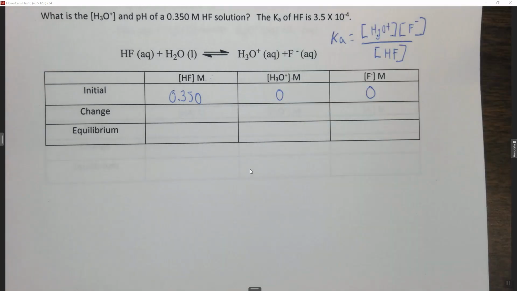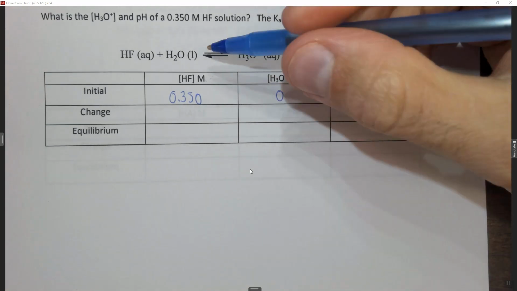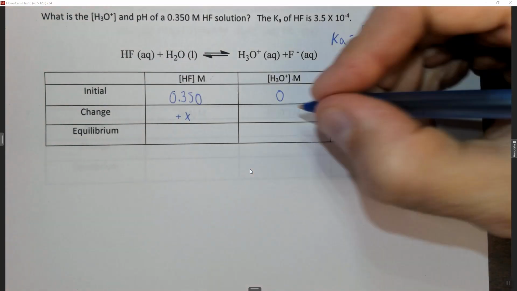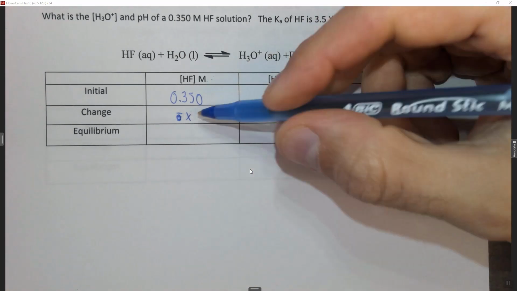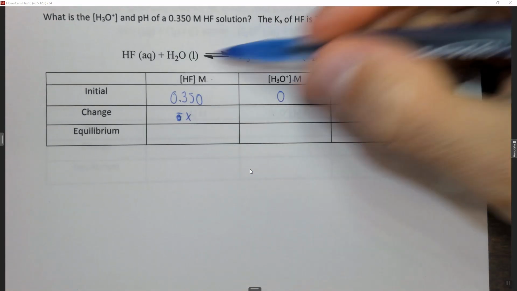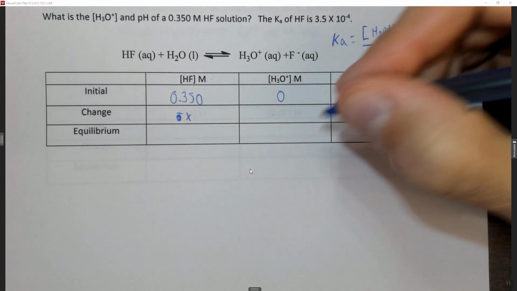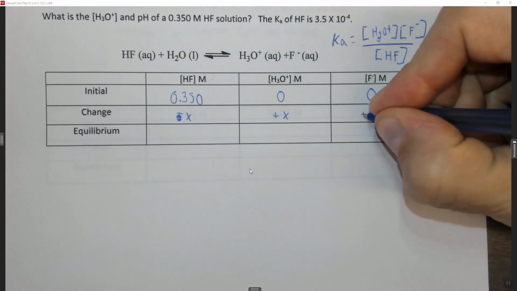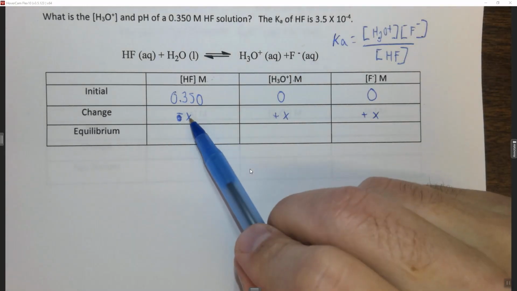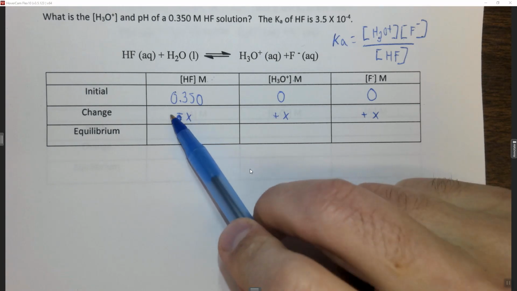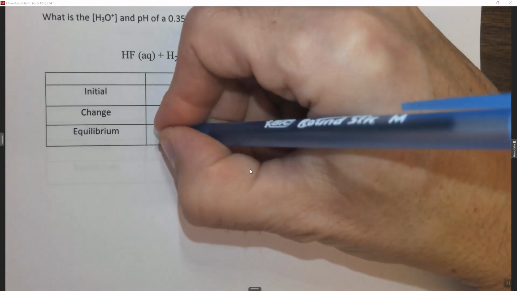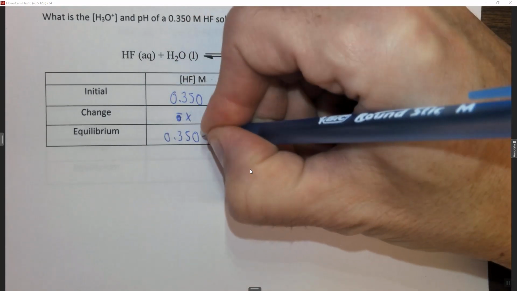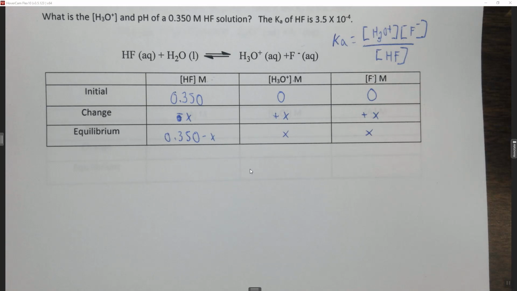Well, how are we going to change these things? We're going to add a certain amount. In this case, we're going to add X amount of this, and we're going to subtract X amount of this because we're going to lose some of this HF when it forms H3O+ and F minus, and we're going to gain X of this and gain X of this. So we're always losing reactants by subtracting and gaining products by adding. So at the end of the day, we get 0.350 minus X, X, and X.